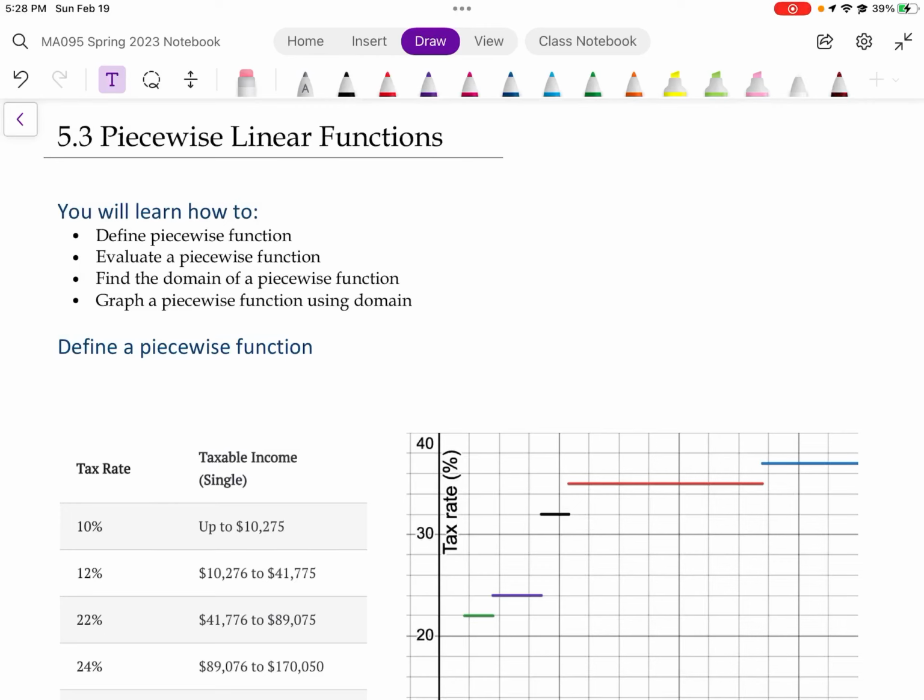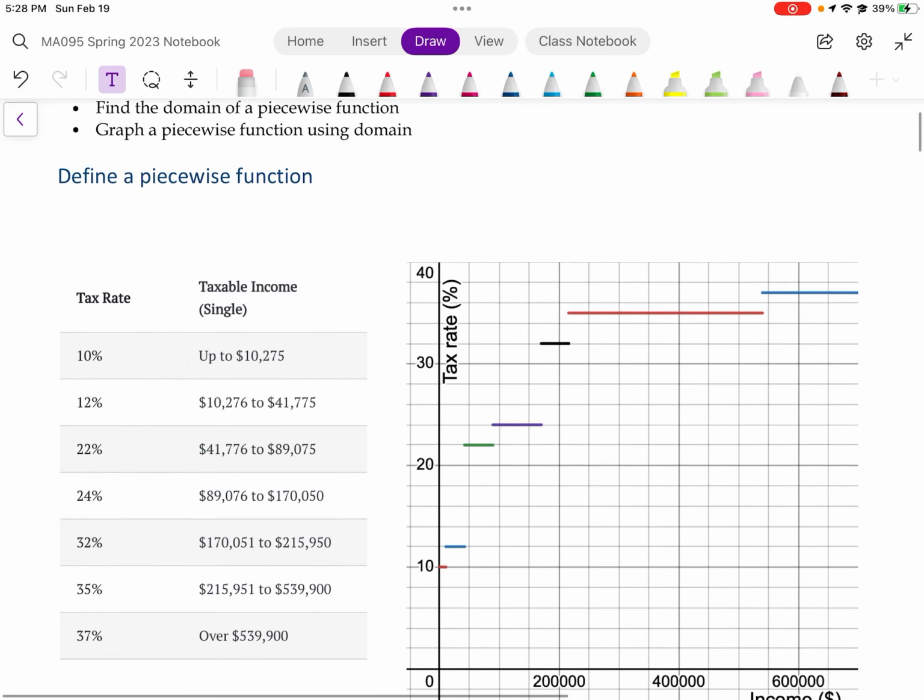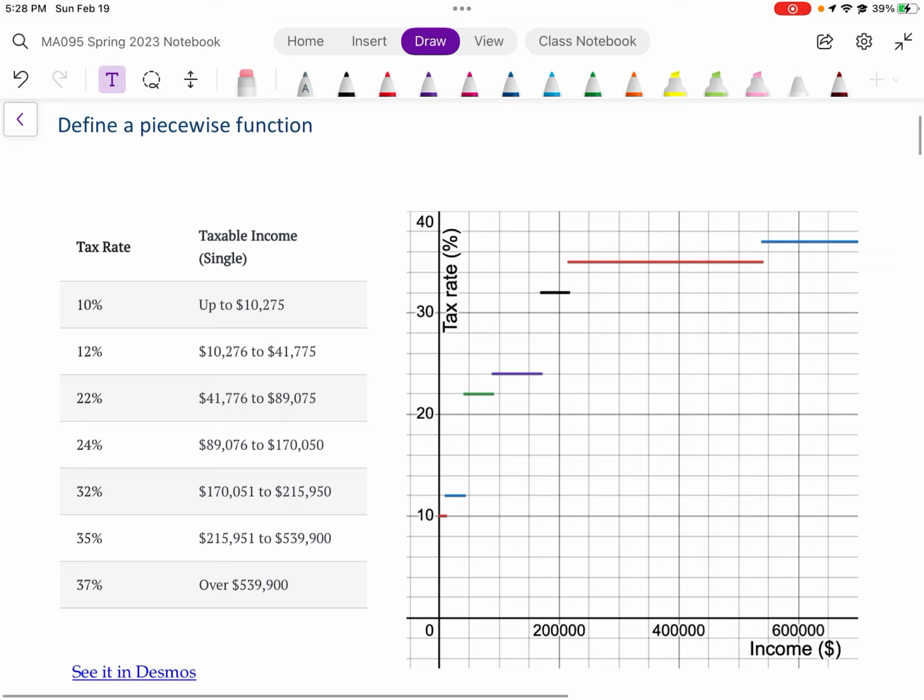I am going to talk today about piecewise linear functions. So we're going to define them, evaluate them, find the domain, and graph one using the domain. All right, so this is an example of a real-world piecewise function.